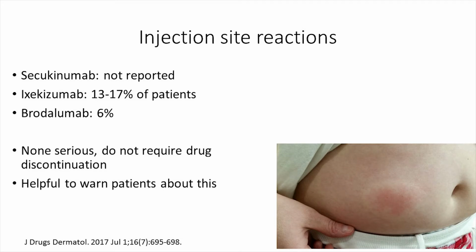And as we get more long-term comparative data from registries like Corrona, we'll have more ability to look at what we saw with the SOLAR registry, where we can compare infection rates in patients on traditional systemic agents versus TNFs versus the other biologics. So I think there'll be much more interesting data to show about that in a few years. So injection site reactions can be an issue. If we look at rates that have been reported, there's not a good reported rate with Secukinumab.